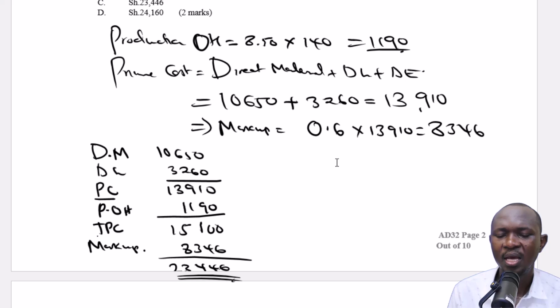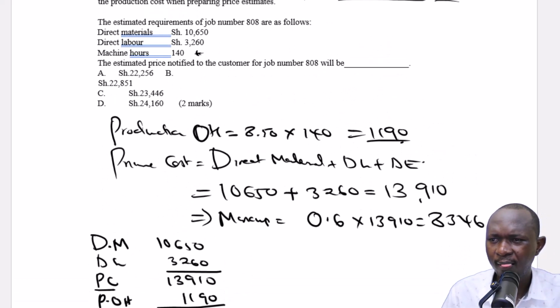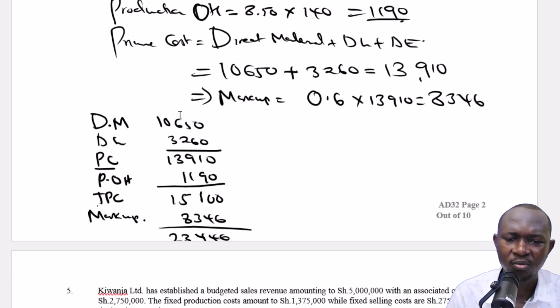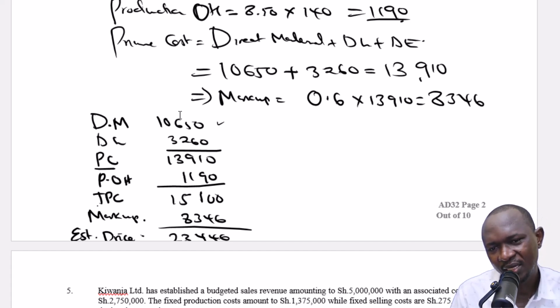That gives us 23,446 as the estimated requirement for the job. So 23,446 will be the estimated price notified to the customer for the job. So this will be the estimated price. It will be 23,446. We've just taken the direct materials plus direct labor to get the prime cost.